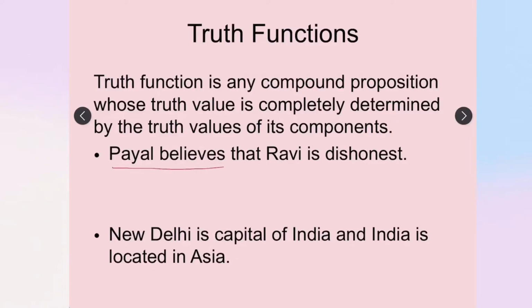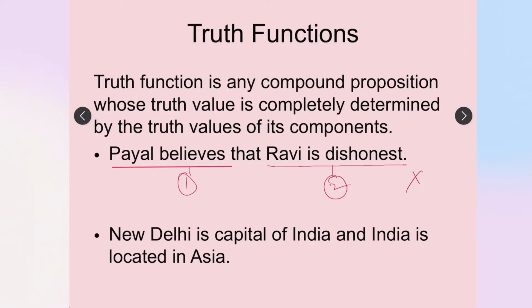So Payal believes that Ravi is dishonest. In this case we have "Payal believes that" as the first one, and then "Ravi is dishonest" as the second proposition. But this proposition we do not consider a truth function.